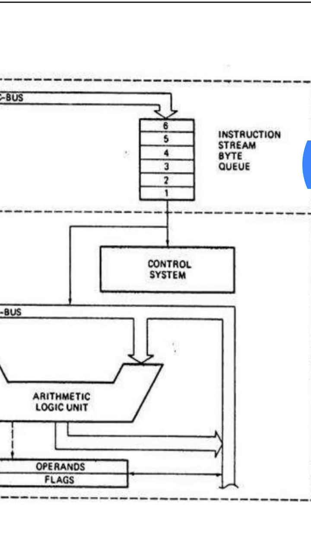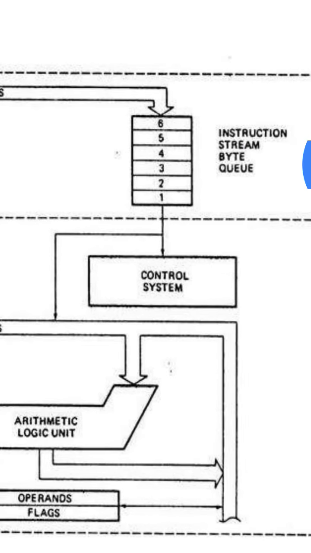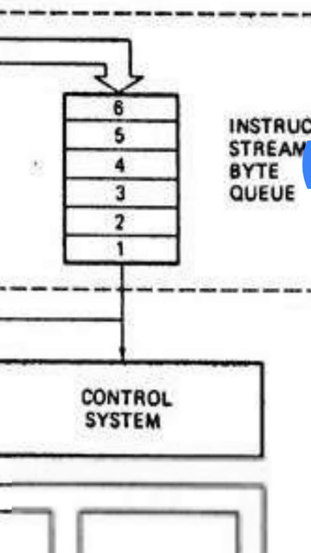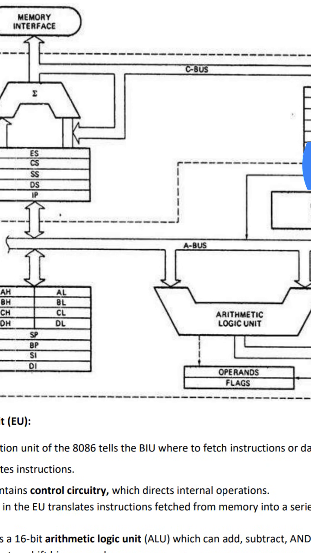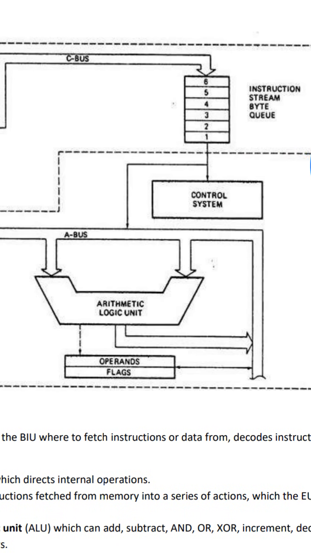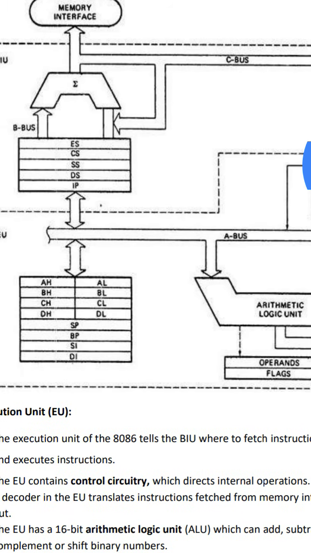Other than this, in the bus interface unit you can see the 6 byte instruction queue. 1, 2, 3, 4, 5, 6 bytes instruction queue. So 6 bytes can be prefetched from the memory or IO. Then, in the bus interface unit, another part is the control system. Now these instructions are decoded and the information is sent to the control system, and the control system sends proper information to different parts of the microprocessor.